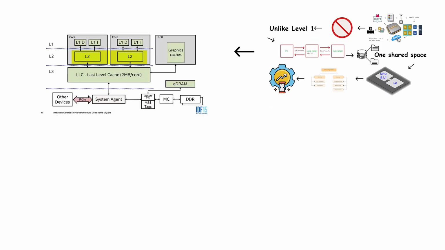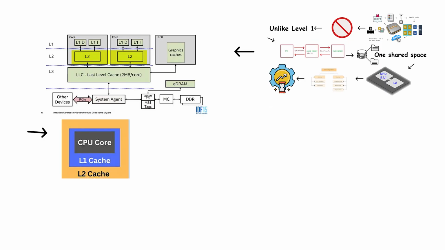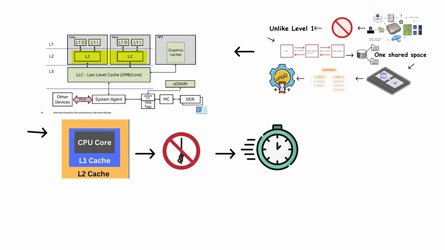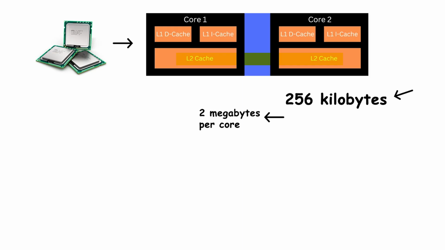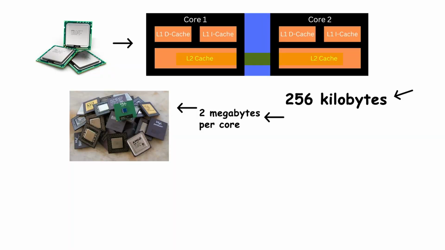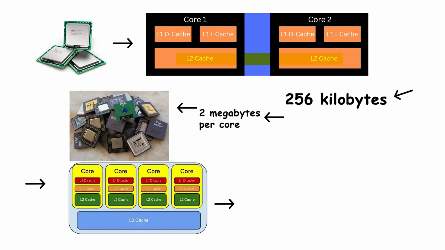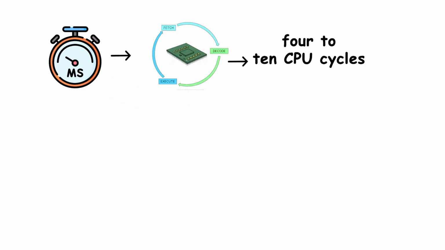Level 2 cache is still located on the CPU die, physically close to the cores, but it's not always tied directly to the clock speed of each core. It can run slightly slower, which is the trade-off for being larger and having more capacity. In most modern CPUs, level 2 cache sizes range from 256 kilobytes to about 2 megabytes per core. Older or specialized CPUs might have even larger per-core caches, depending on the architecture. The latency here is typically around 4 to 10 CPU cycles, which is still very fast compared to system memory.